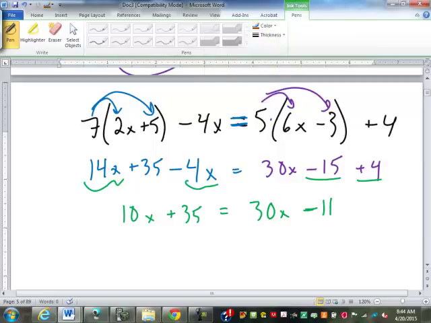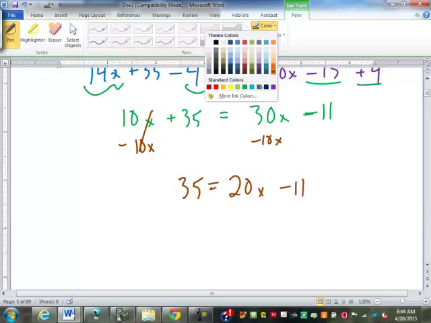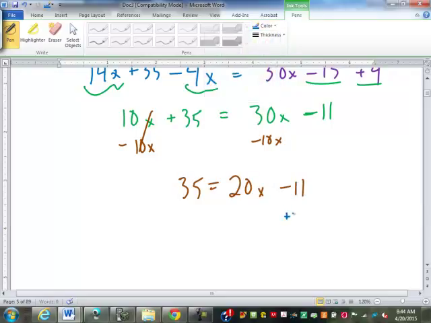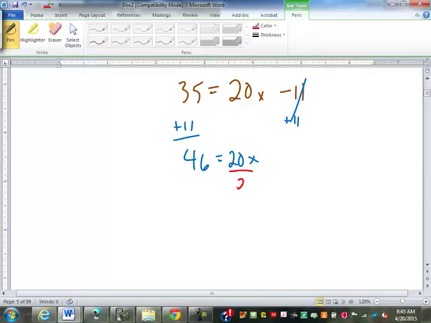And then subtract 10x. So 35 equals 20x minus 11, and then so 46 equals 20x, and then divide by 20. So 2.3 equals x. Good stuff?